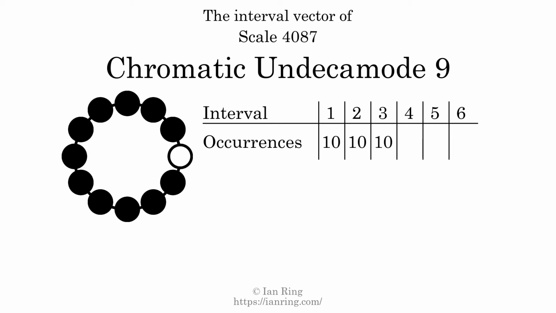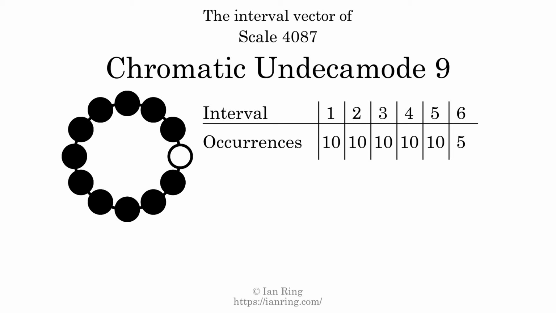There are 10 intervals with the size of 3 semitones. They are here, here, here, here, here, here, here, here, here, and here. There are 10 intervals with the size of 4 semitones. There are 10 intervals with the size of 5 semitones.